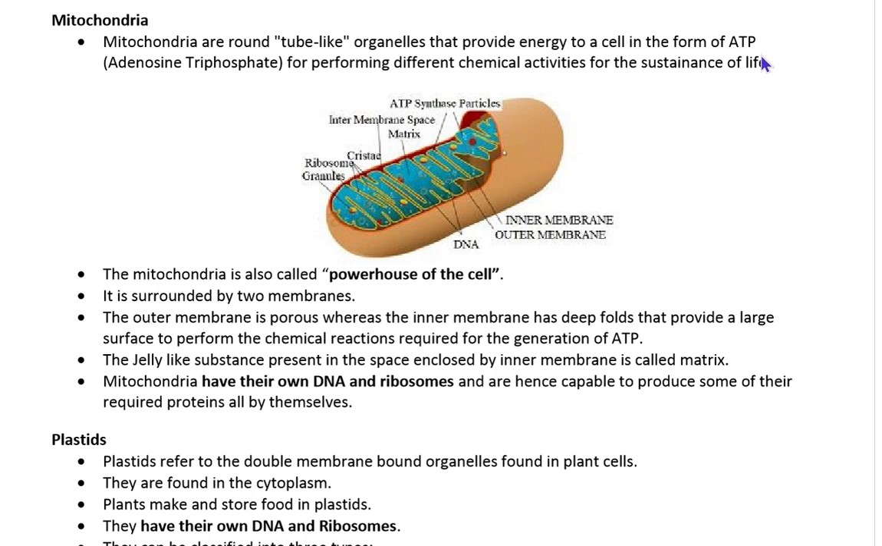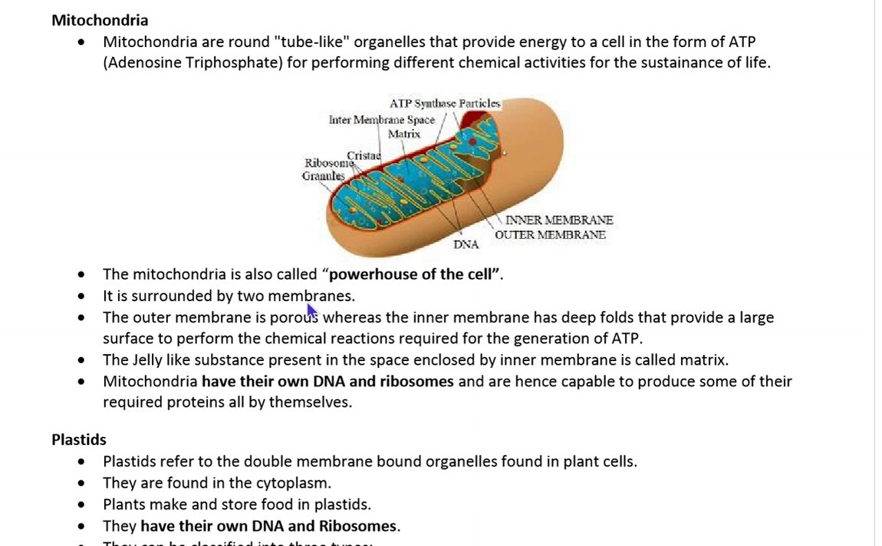ATP is also known as the energy currency of the cell. Mitochondria are surrounded by two membranes. The outer membrane is porous, whereas the inner membrane has deep folds. Why do they have deep folds? Because they provide a large surface area to perform the chemical reactions required for the generation of ATP.